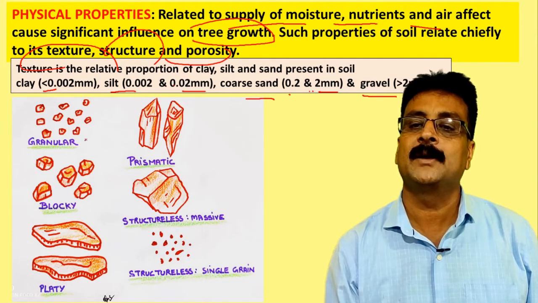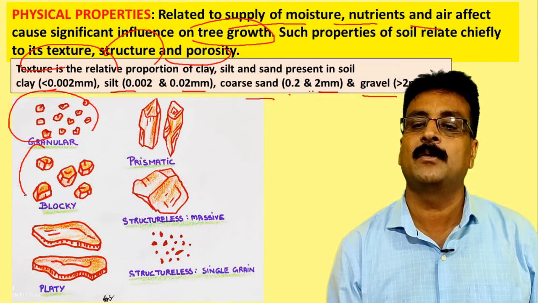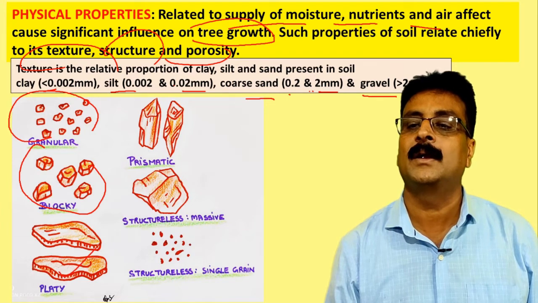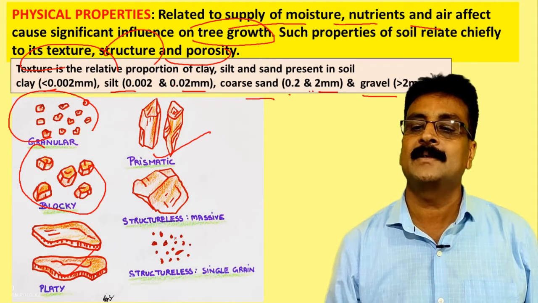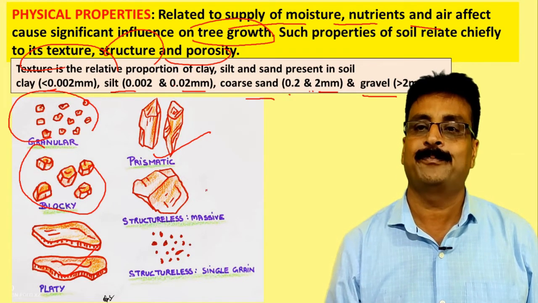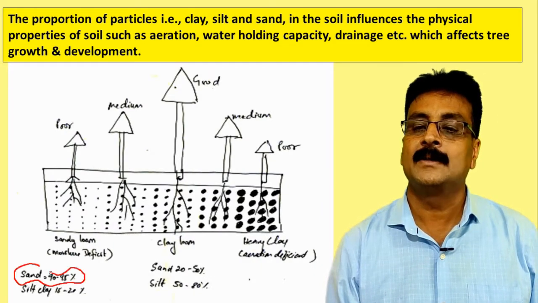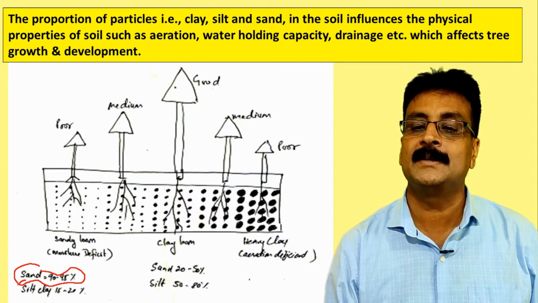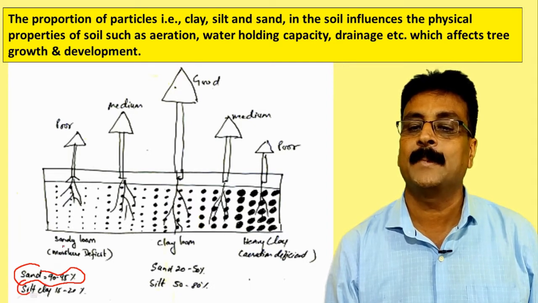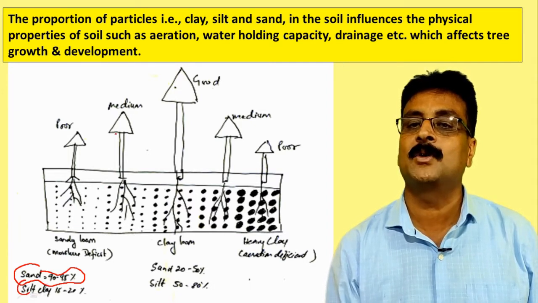You can see the granular structure. You can see this blocky one, how it looks. This is a platy one. This is prismatic, and then this is structureless, and so on. Now, I told you sand is very coarse. Then we have silt. Then we have clay. Now, you just have this one small diagram.